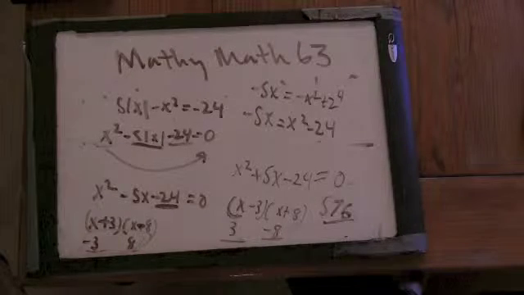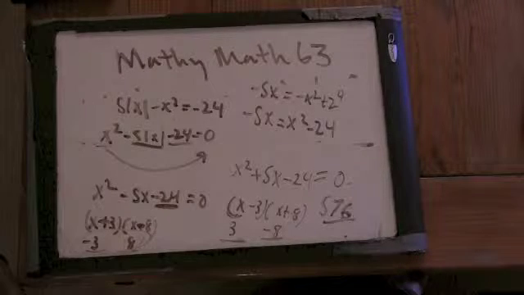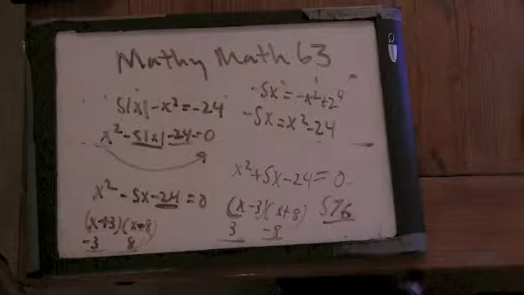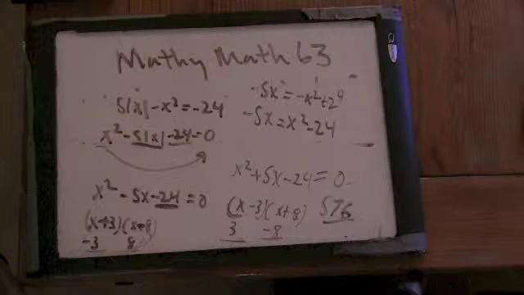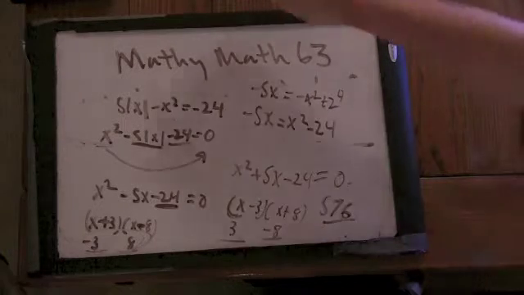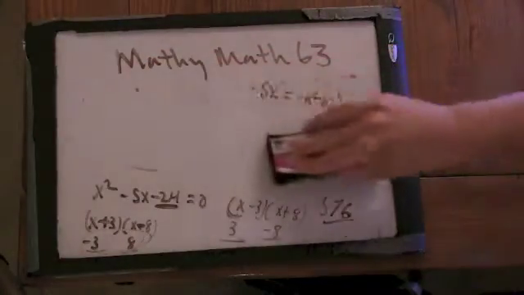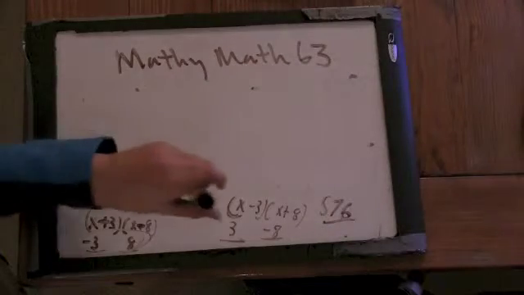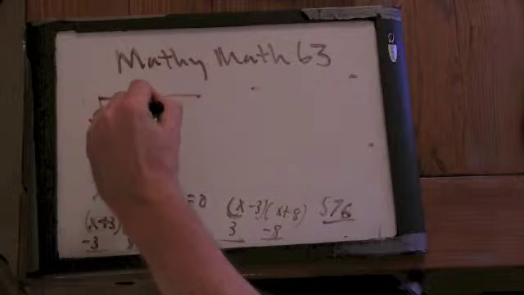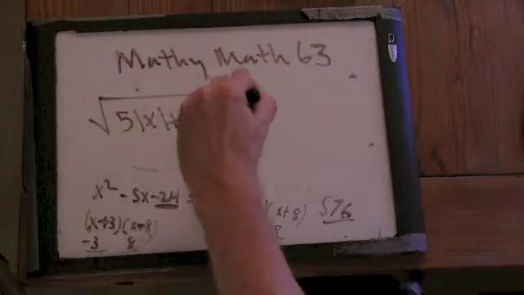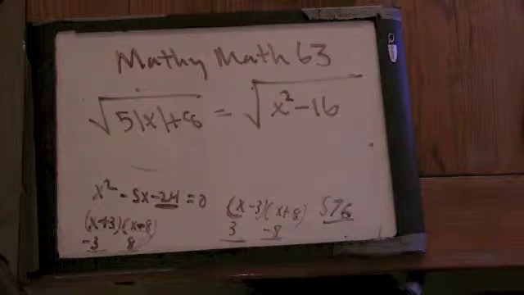One thing you have to remember when you mess around with equations like that, or squaring them and playing around with absolute values, is you always want to go back to the beginning, to the original equations, just to see what happened. Okay, so the original equation was the square root of 5 absolute value of x plus 8 equals the square root of x squared minus 16.